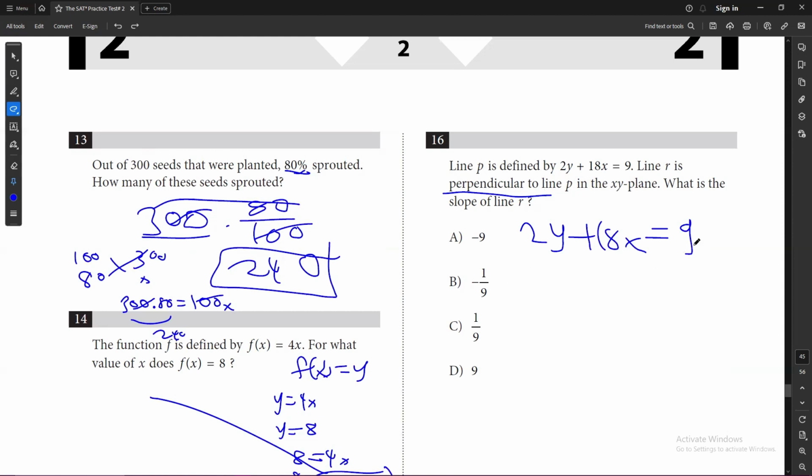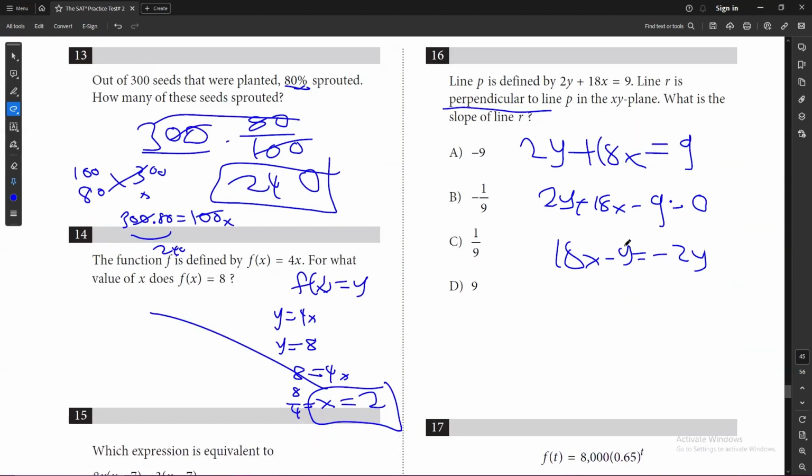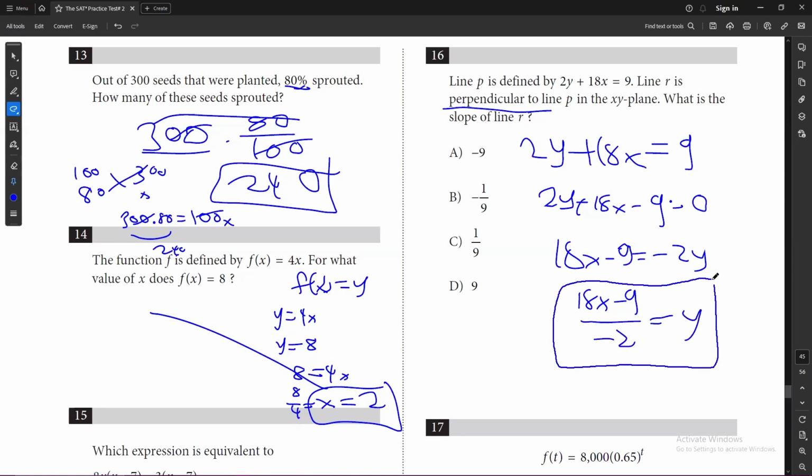All right, therefore, I just subtract 9 from both sides. 2y plus 18x minus 9 equals 0. And I subtract 2y from both sides. And 18x minus 9 is equal to -2y. And I divide both sides by -2. 18x minus 9 divided by -2 is equal to y. Now, thankfully, I found my function. This is my function y.